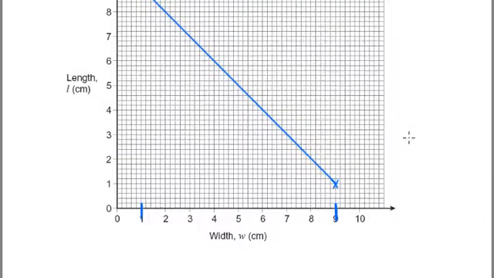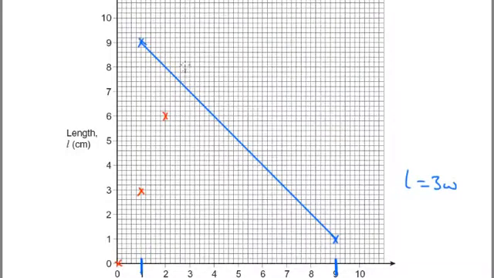if I draw the line L equals 3w, that means that it's got a y-intercept of 0. I'll do it in a different colour. Y-intercept of 0. And when I go across 1, I go up 3. And I can join those points together.